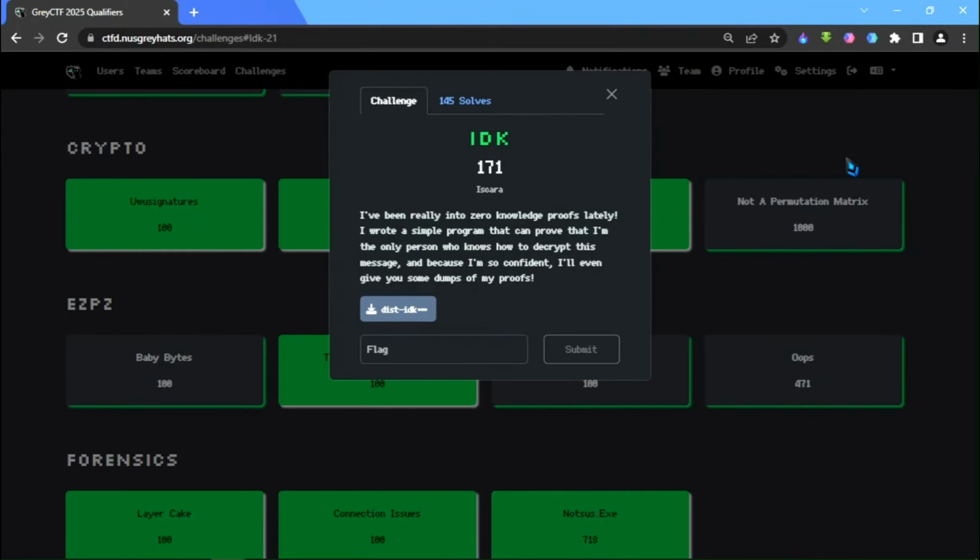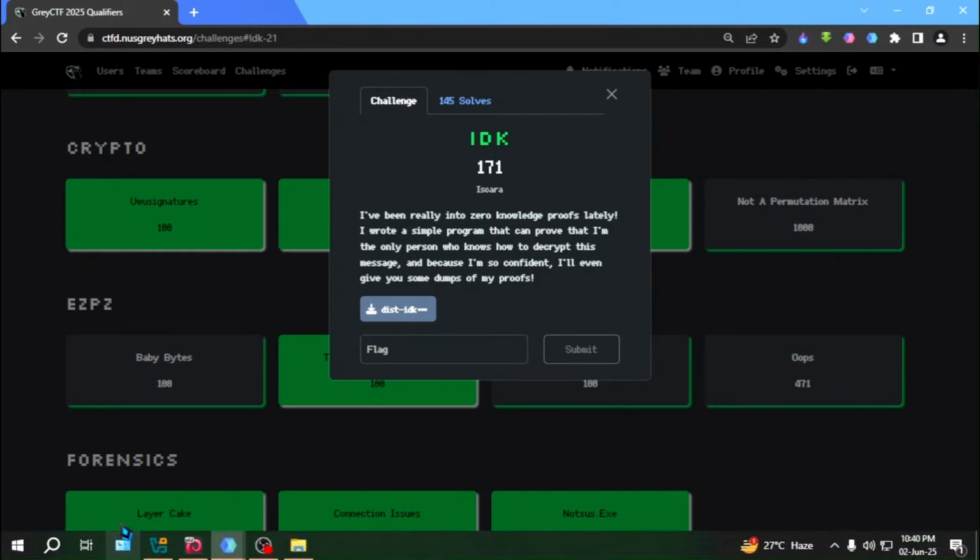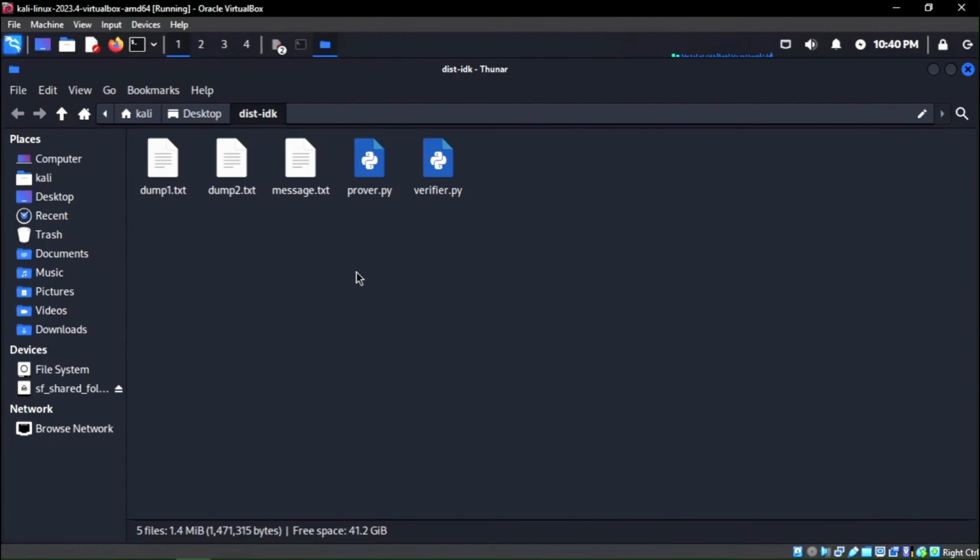Hey everyone, today we are looking into a crypto challenge in Grey CTF. The challenge name is IDK. So here is the challenge. We need to download the challenge files. I already did it. So here is home files.